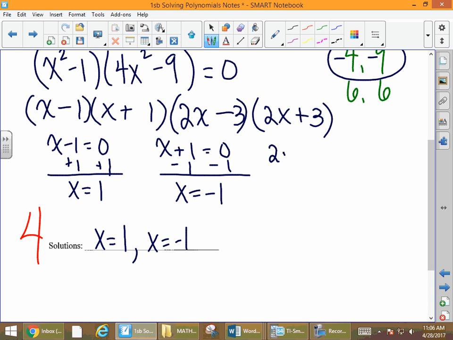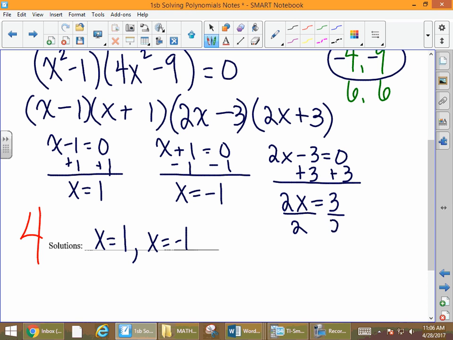2x minus 3 equals 0. Add 3 to both sides. We get 2x equals 3. Divide both sides by 2. So x equals 3/2. And you might then recognize that the only difference in this last parentheses is it's 2x plus 3, so it should be x equals -3/2.